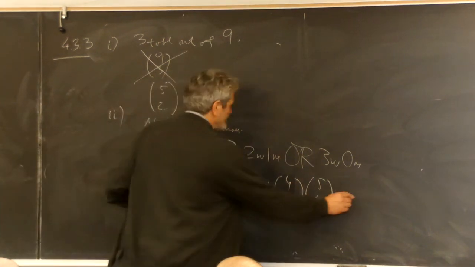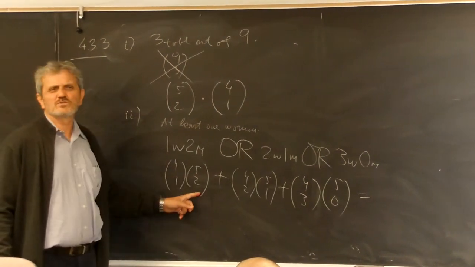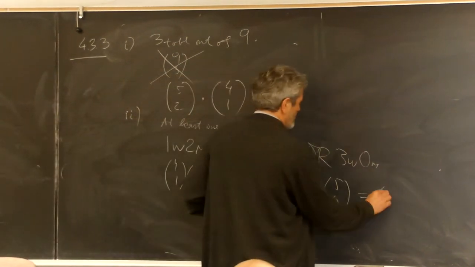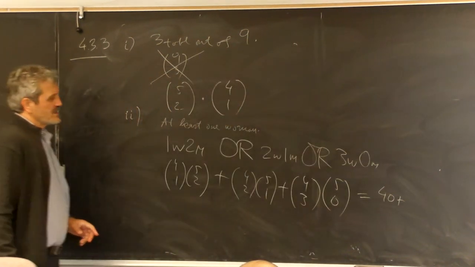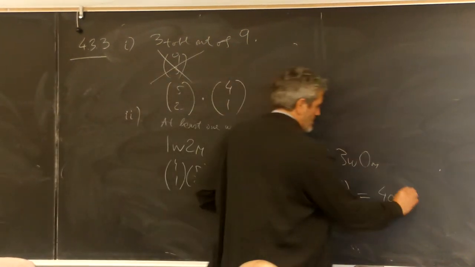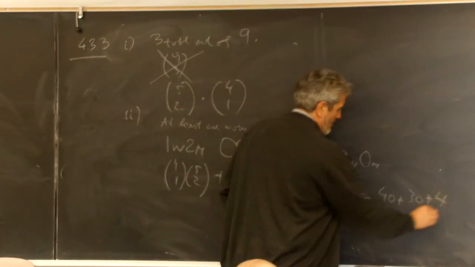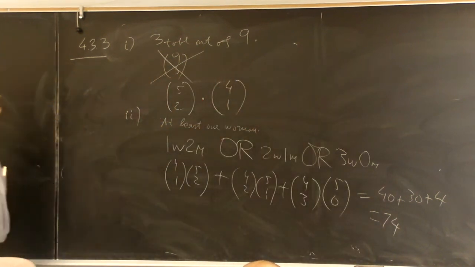So what would that be? 4 choose 1 is what? 4. And 5 choose 2 is 10. So 4 times 10 is 40. Plus 4 choose 2 is 6 times 5 is 30. Plus 4 choose 3 times 5 choose 0: 4 times 1 is just 4. And this is 75. Split it.